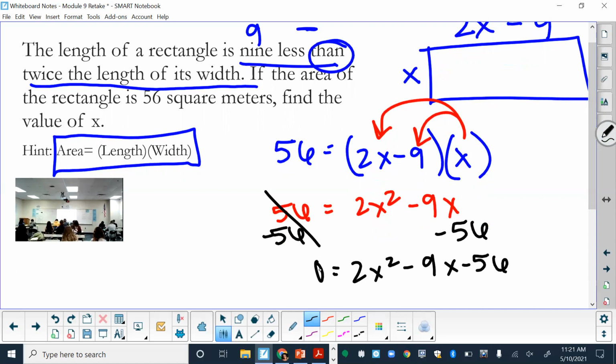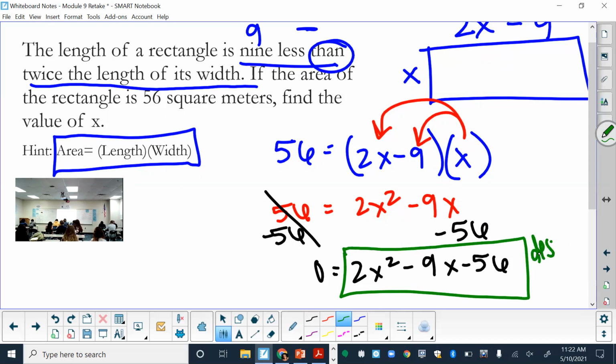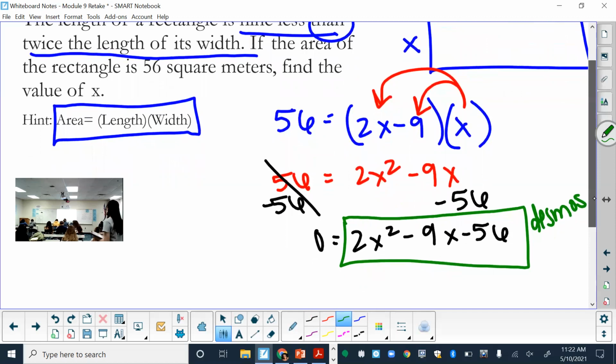All right, so we're right here. Now you can solve it a ton of different ways. You could put it into Desmos, you can factor it, you can do the quadratic formula. I like putting it into Desmos. So I'm going to put this into Desmos, and I'm going to look for where it crosses the x-intercept.